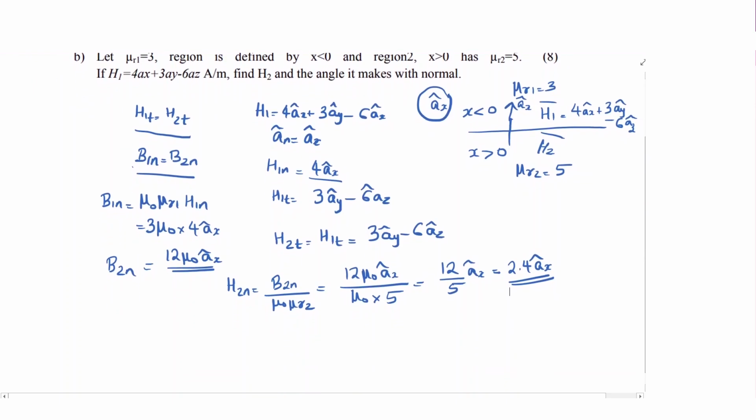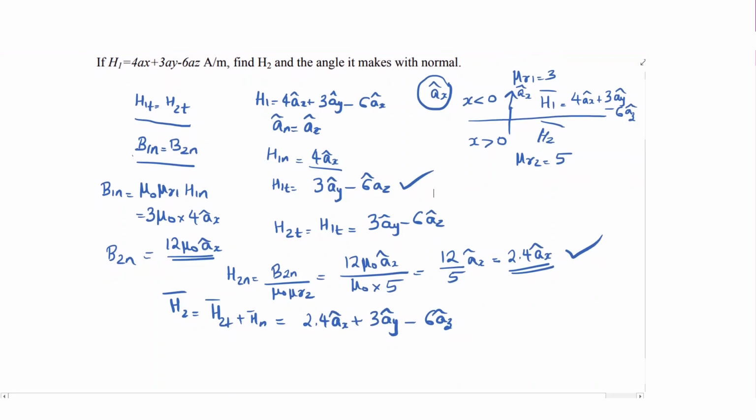So from this, how can you write H2? H2 will be the sum of the tangential component and the normal component. So that will be 2.4 AX plus 3AY minus 6AZ. You separately calculated the normal component, you separately calculated the tangential component, and you added the two to get the total vector. So now you have H2. The question's first part is over, find H2, and the second is the angle it makes with the normal. So now you have to find the angle it makes with the normal.